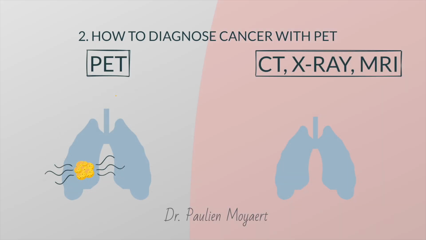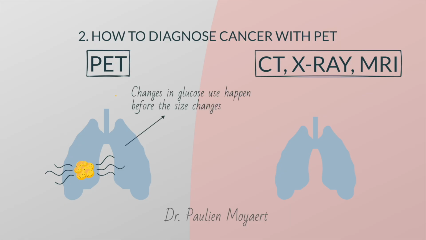One of the most important features of a PET scan is that it allows physicians to see changes in the tumor before they are visible in other images. Changes in glucose use by a tumor happen before the size changes, and images from traditional CT and X-rays only show the size and the shape of the tumor. So many cancers can be detected using PET before they can be seen using other imaging techniques.